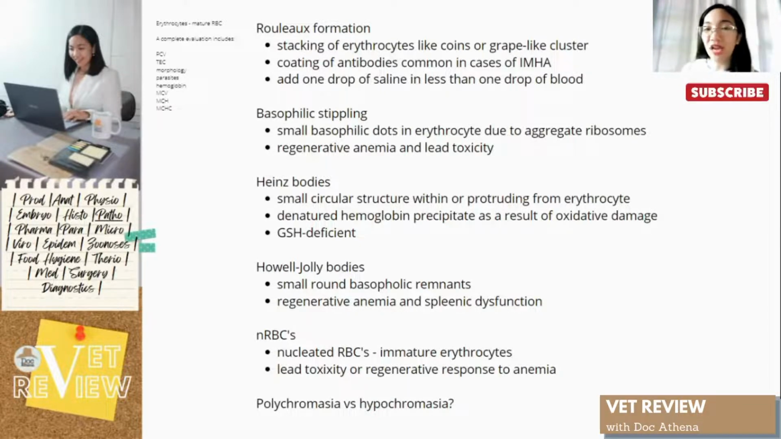So polychromasia is when there's increased variation in colors. It appears bluish because of the reticulocytes, whereas in hypochromasia, there is an increased central pallor. Okay, so that's the major difference of the two. Now let's proceed.